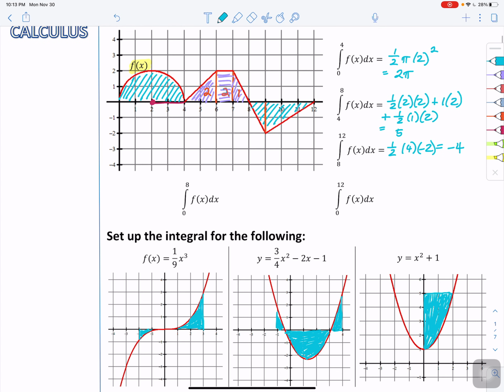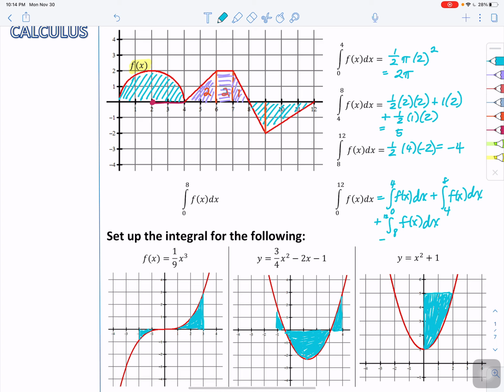Well, yes, you guessed it. The integral from 0 to 12, and this is really good for our notation, is the integral from 0 to 4 of f of x dx plus the integral from 4 to 8 of f of x dx plus the integral from 8 to 12 of f of x dx. We can add areas, so why not?